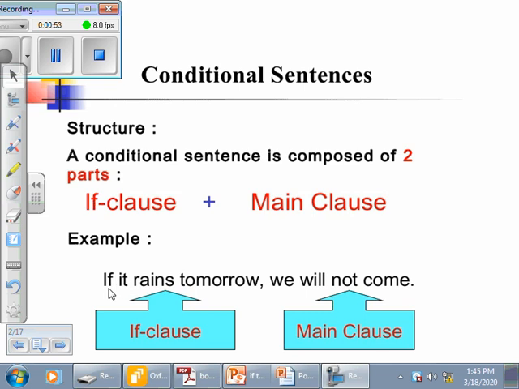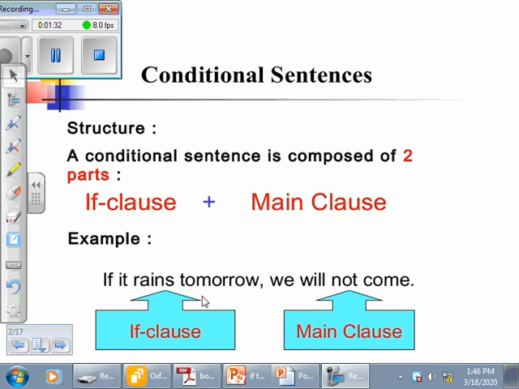The if clause has the word if, and the main clause has a modal verb like will, shall, can, must, may. All these verbs are called modal verbs. So how many clauses do I have? Two clauses. If clause and the main clause. When I start my sentence with the if clause, I must separate the two clauses with a comma. But when I start with the main clause, I won't put a comma.